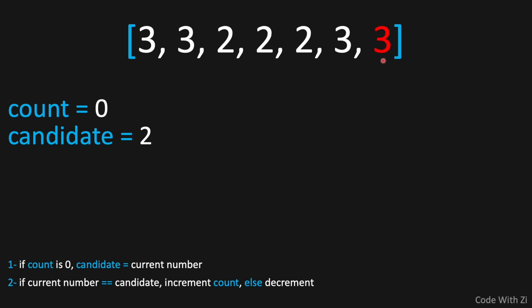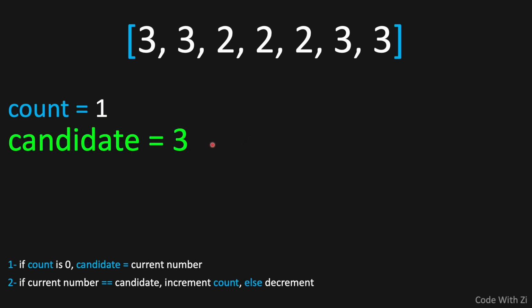Now that our current number is 3 and our count is 0, we're going to update our candidate to be 3 again, and then we're going to increment count, like so, because our current number is equal to our candidate, and then we're done with our loop. And then at the end, we're going to return our candidate. This is going to be our approach.